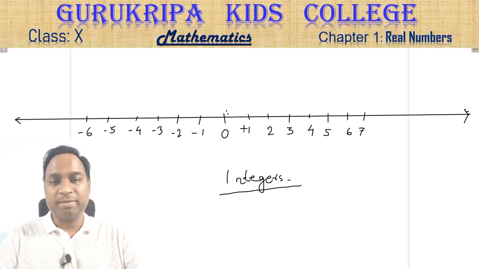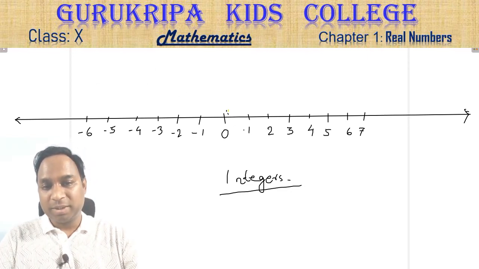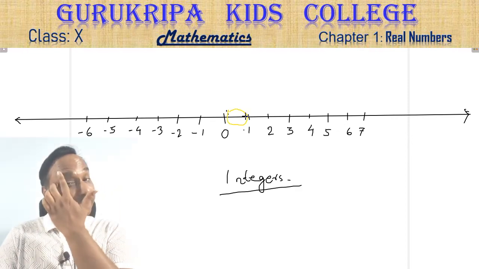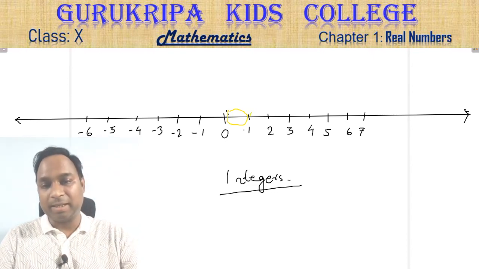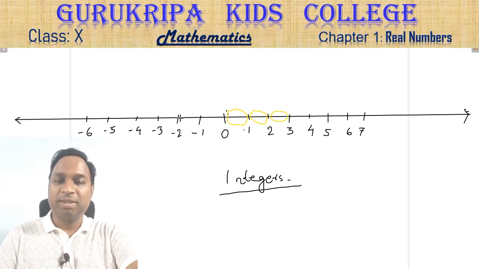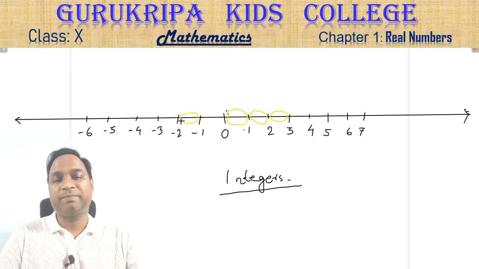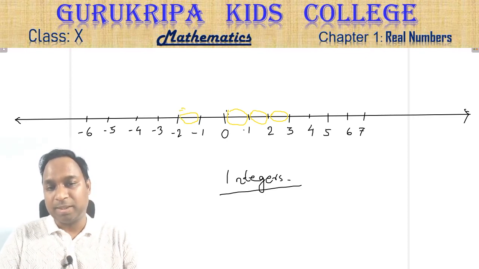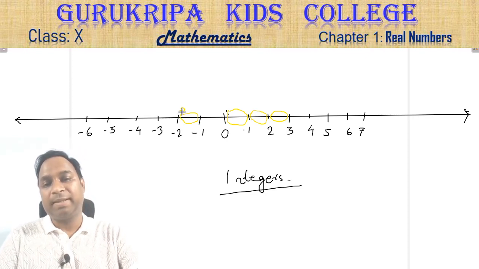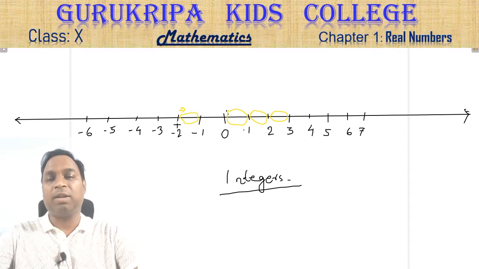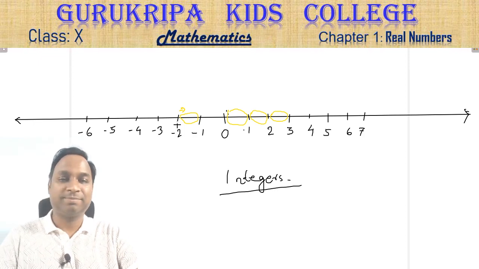Let me use a different color. Let's say all the numbers between the points, this section, these are the rational numbers. Numbers greater than 0 but less than 1, again greater than 1 but less than 2, greater than 2 but less than 3. These are the places where rational numbers are found. Let's take this section, greater than minus 2 but less than minus 1. So on and so on. These are all the rational numbers.